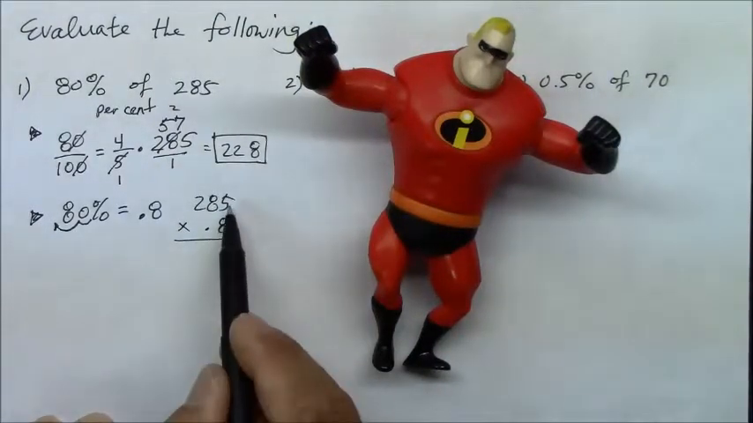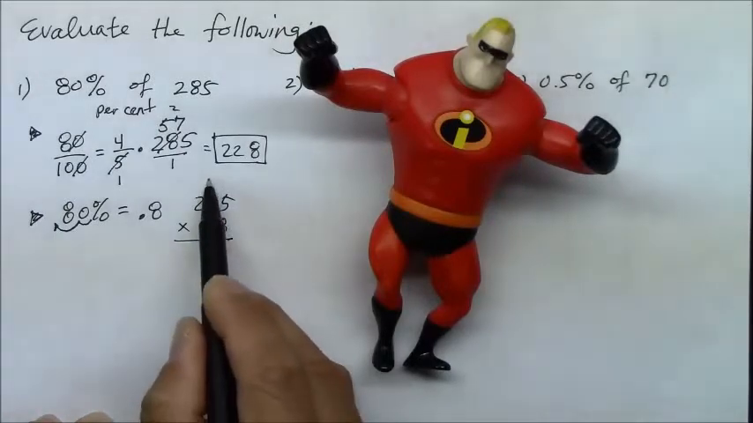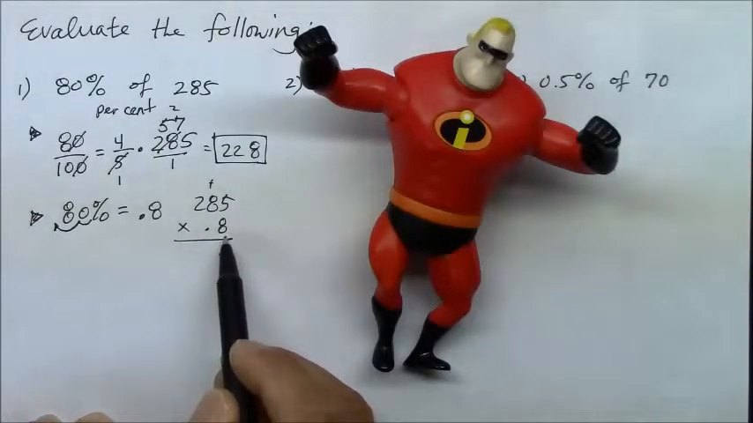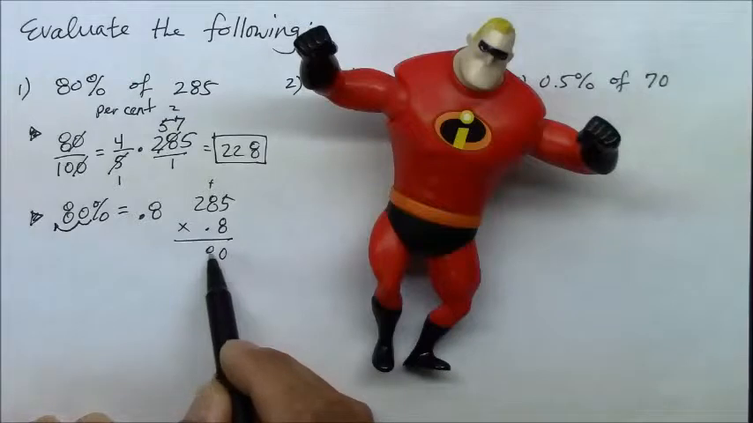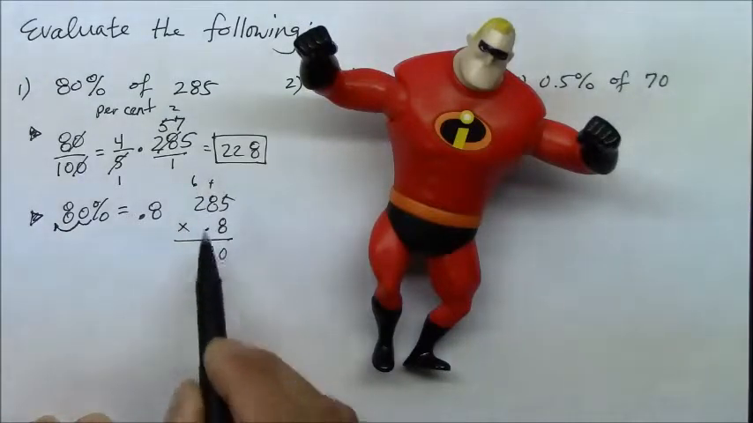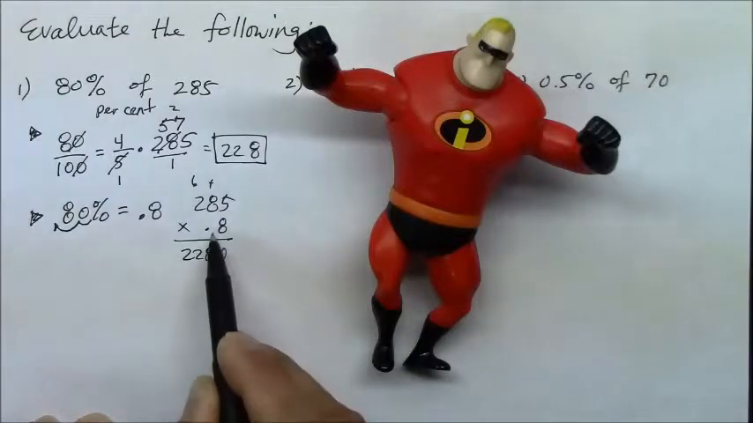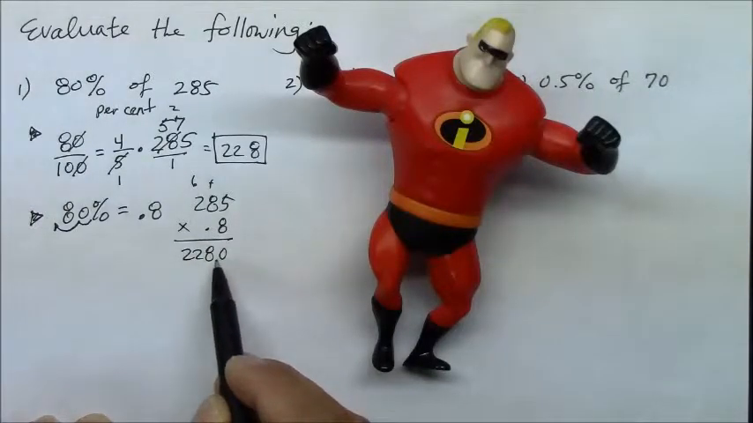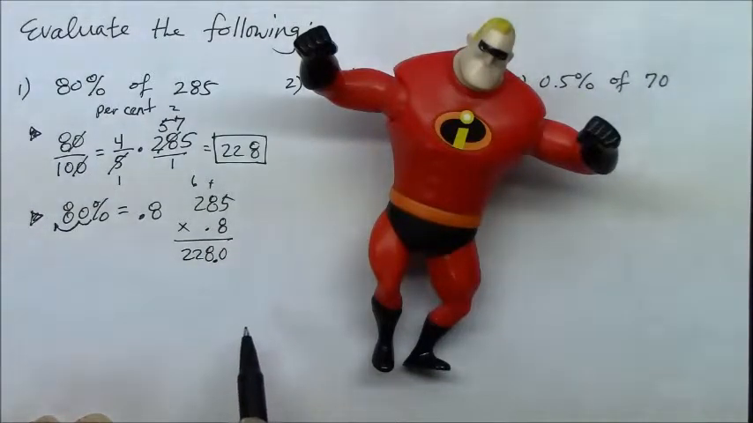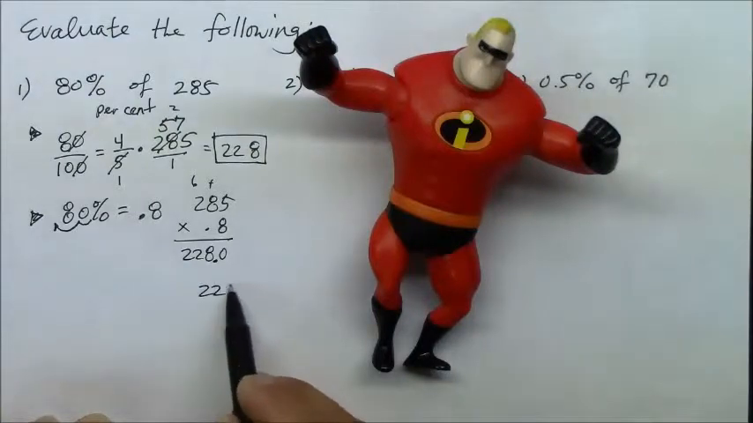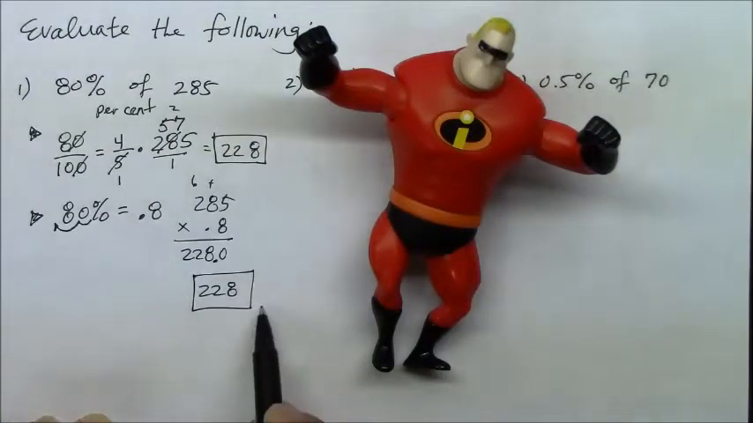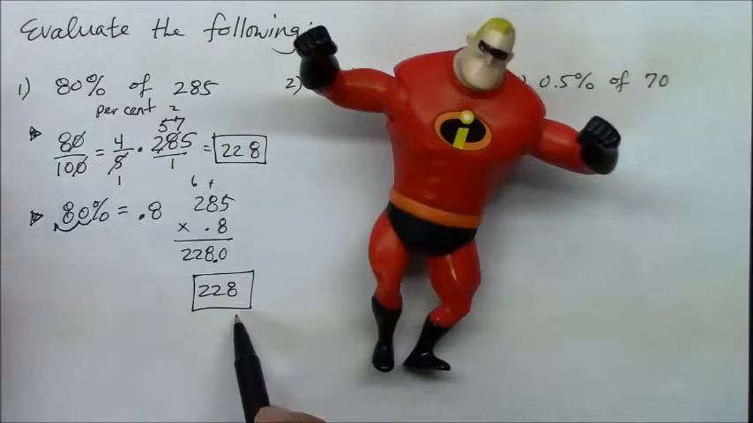Do the multiplication. 5 times 8 is 40. Carry the 4. 8 and 8 is 64, plus the 4 is 68. Carry the 6. 2 times 8 is 16, plus 6 is 22. And since there's 1 decimal place here, I got to move it 1 decimal place here. And final answer becomes 228. So either way, you get the same answer, but I would like you to try it both ways, because some teachers might require one or the other.